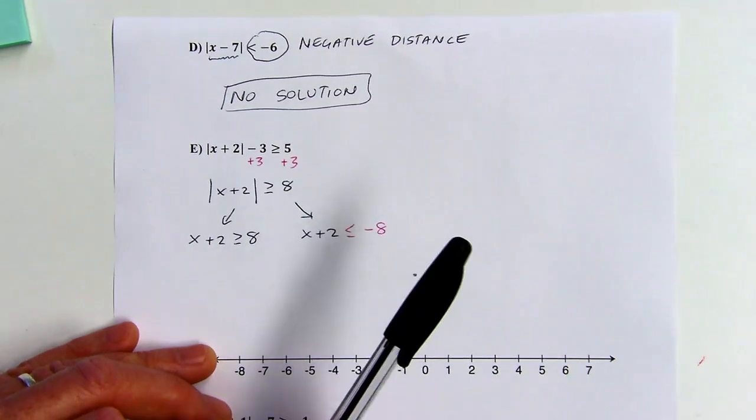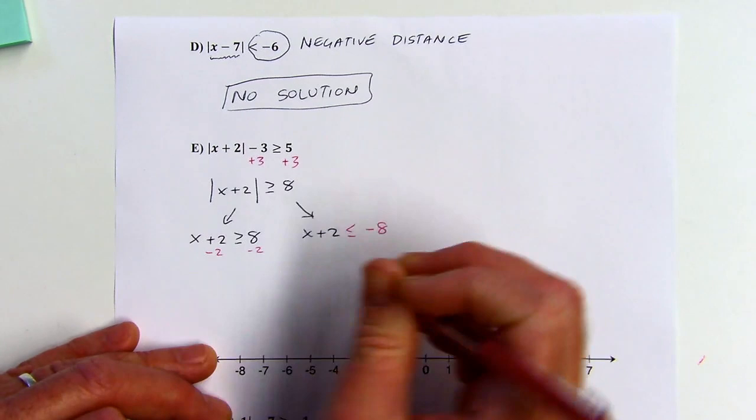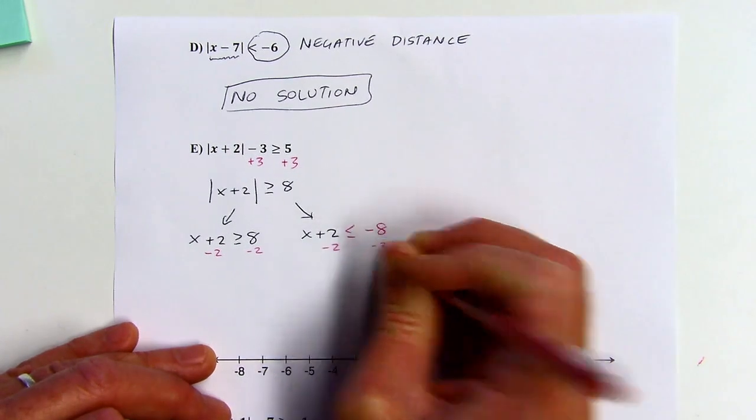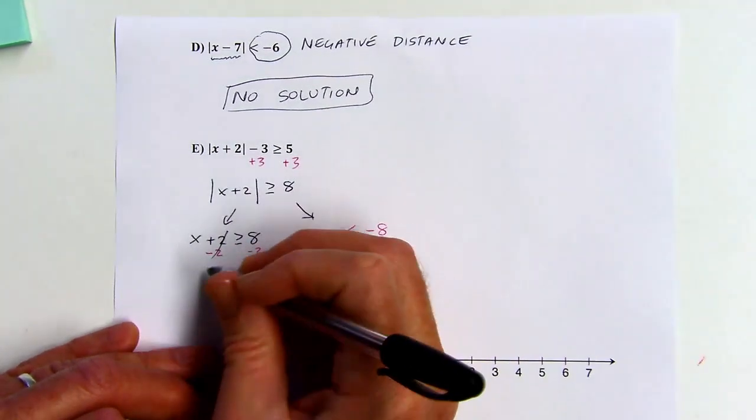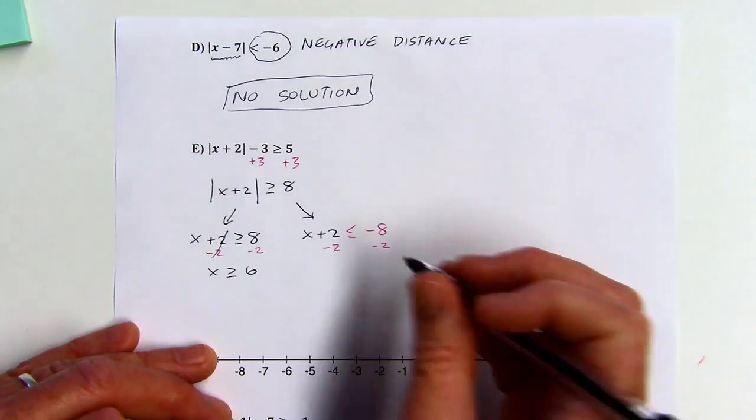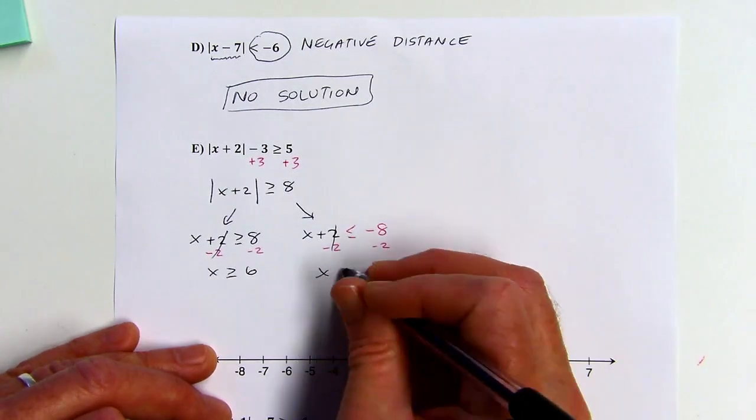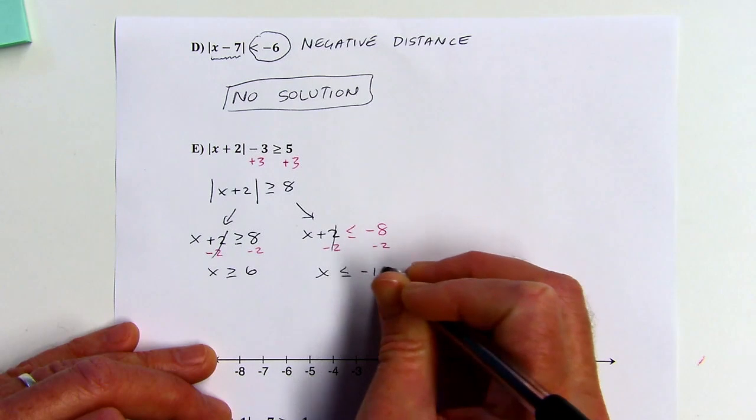Okay. And now I'll solve both of these. Both of these I'm going to need to subtract 2 from both sides of the inequality to isolate the x. So x is greater than or equal to 6. 8 minus 2 is 6. And then over here, negative 8 minus 2 would be negative 10.